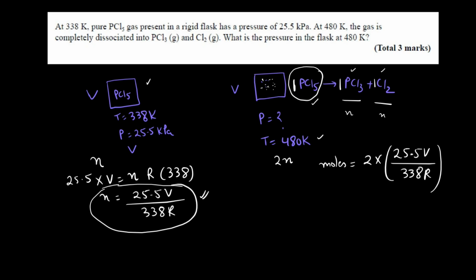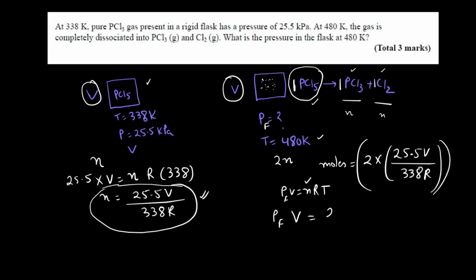Now again I will apply the PV equals nRT equation to find the pressure. So pressure is the final pressure PF. So PF, volume remains the same V because volume is same for the container, it's a rigid container. And n is now by this moles. So 2 times 25.5 into V over 338 R multiplied by this R and T. Right?